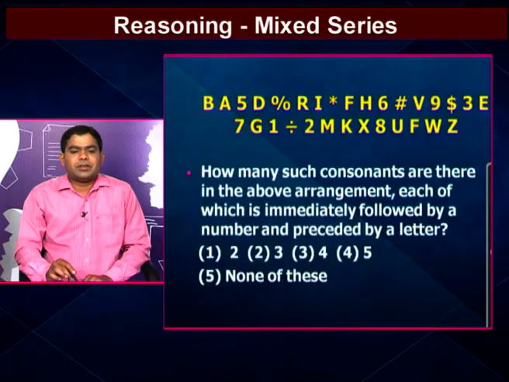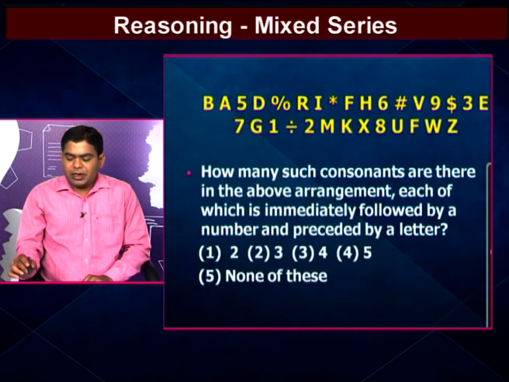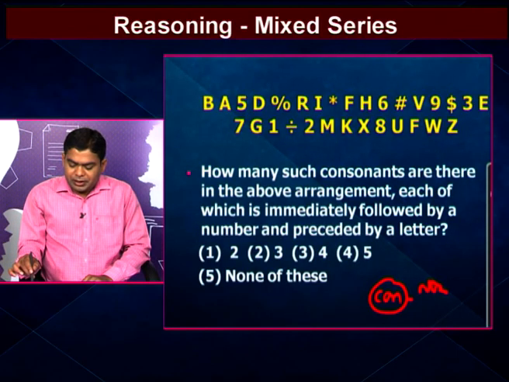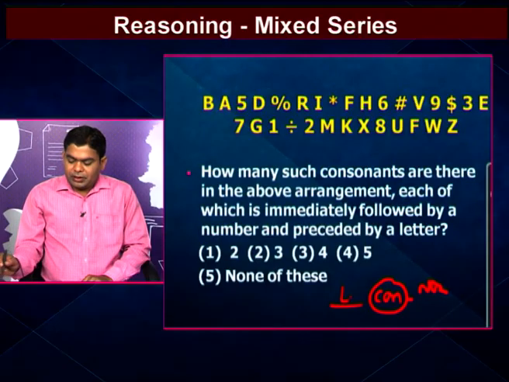How many such consonants are there in the above arrangement, each of which is immediately followed by a number and preceded by a letter? So that means we go to the consonants, which must be immediately followed by a number, that means the right side must be a number. It is preceded by a letter, that means the left side must be a letter. So we go to each consonant and verify the left side and right side.